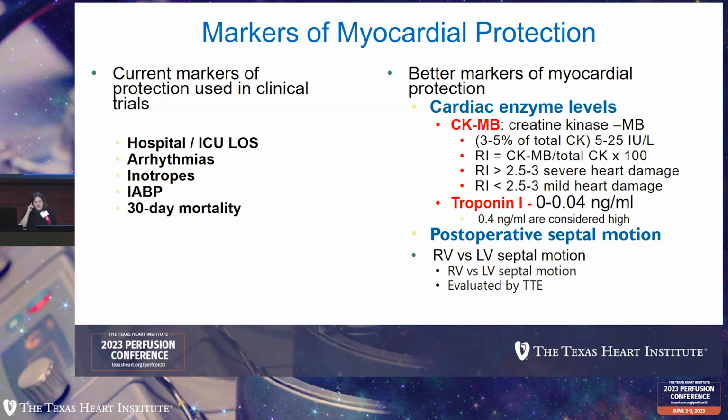And troponin I, which is a very good indicator of heart damage. Normal troponin levels should be very low, 0 to 0.4. Anything greater than 0.4 nanograms per ml is considered high. So developing high troponins as you come out of cardiac surgery, unless you started with high troponins going into the surgery, is an indicator that there's some muscle damage going on. And then postoperative septal wall motion. The RV and the LV are separated by the septum.